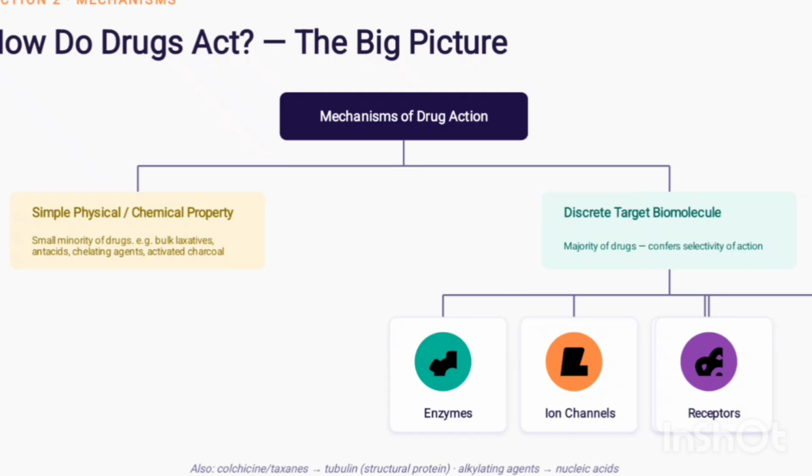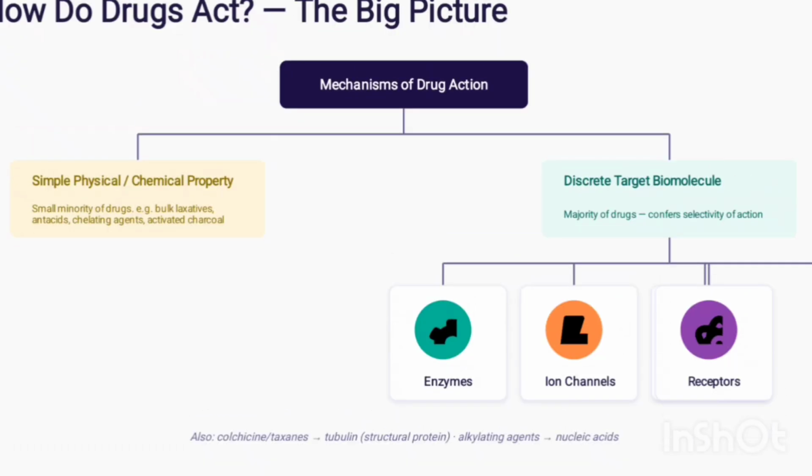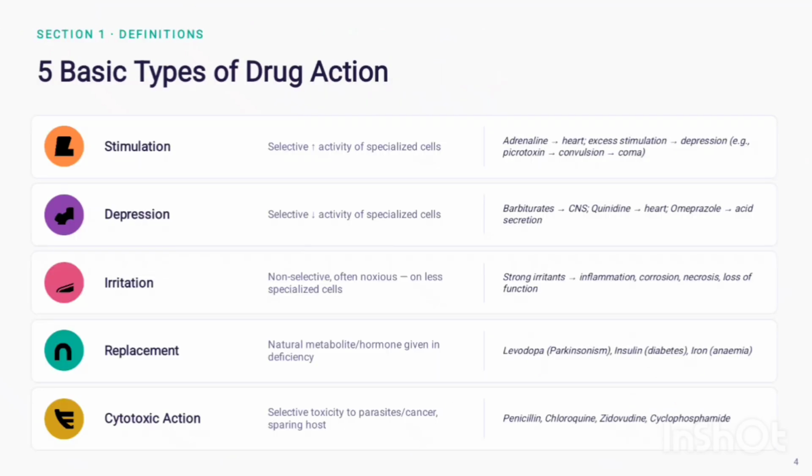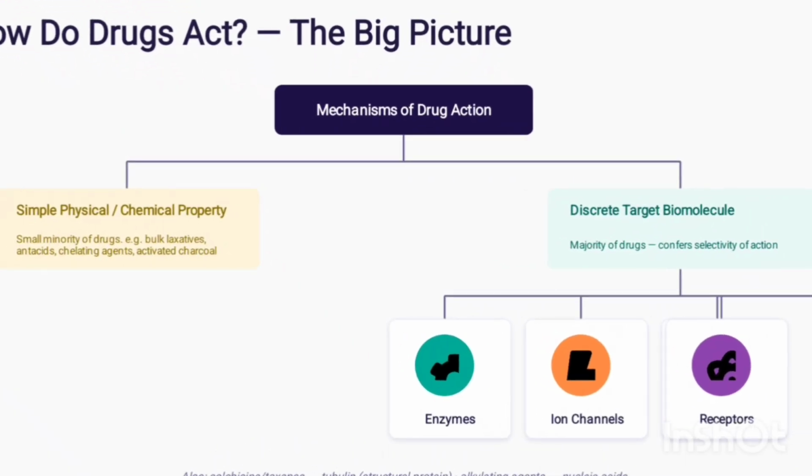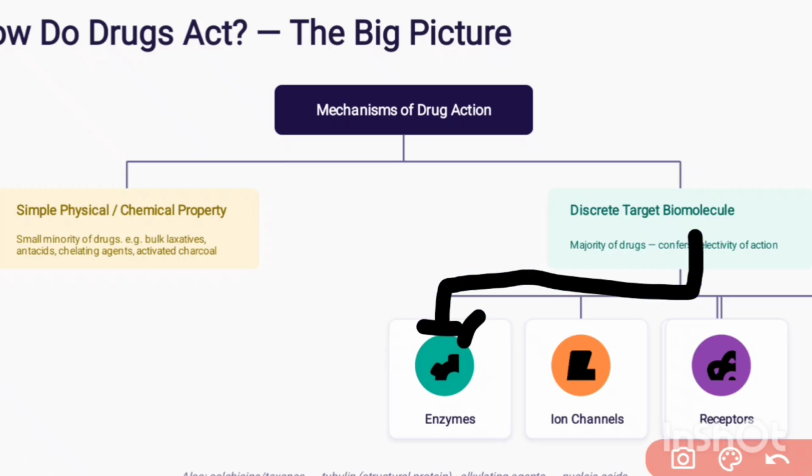If you take activated charcoal, it will adsorb the drug and helps in the elimination of poisonous substances. So these are some examples. Chelation also, chelating agents. But only a few of the drugs act by these mechanisms. Many drugs act by binding with biomolecules.